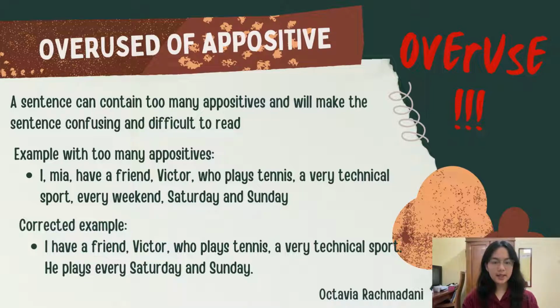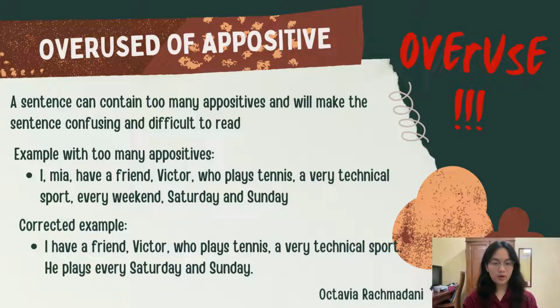When a sentence contains too many appositives, the meaning of the sentence can become confusing and the sentence itself difficult to read. Furthermore, overuse of appositives can lead to confusion regarding which noun an appositive is renaming. Example with too many appositives: I, Mia, have a friend, Victor, who plays tennis, a very technical sport, every weekend, Saturday and Sunday. Here, the overuse of appositives negatively interrupts the flow of the sentence.